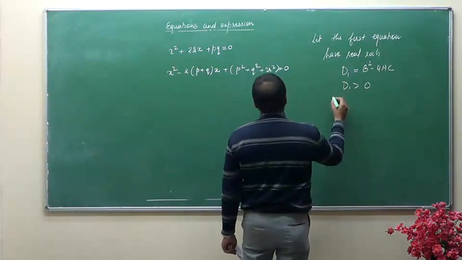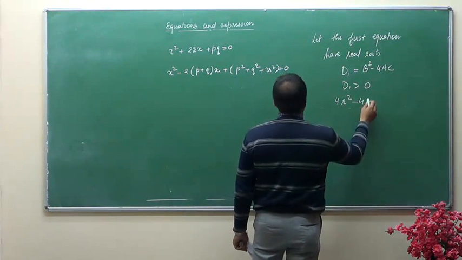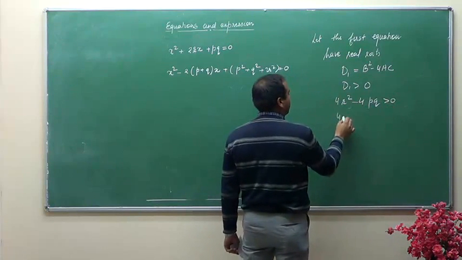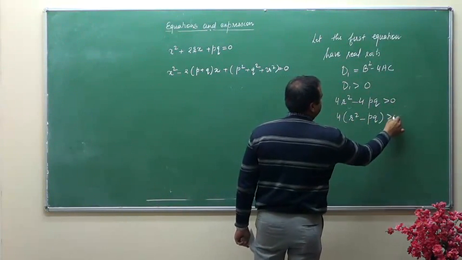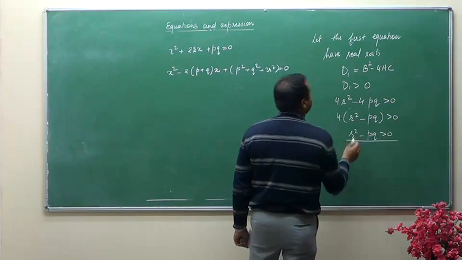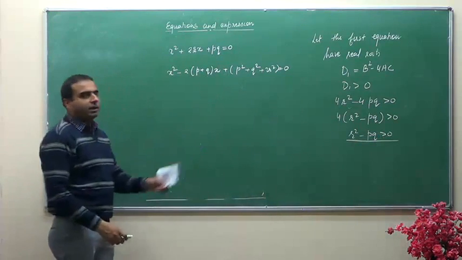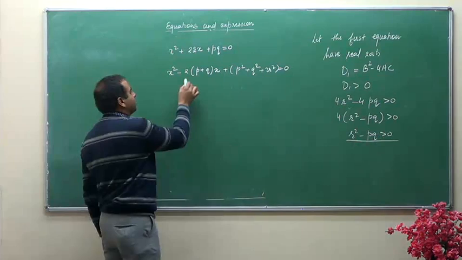So what is d1? 4r square minus 4pq. This should be greater than 0. 4 common, r square minus pq, should be greater than 0. So r square minus pq is greater than 0. It means this equation has real roots if r square minus pq is greater than 0. Now come to this equation.